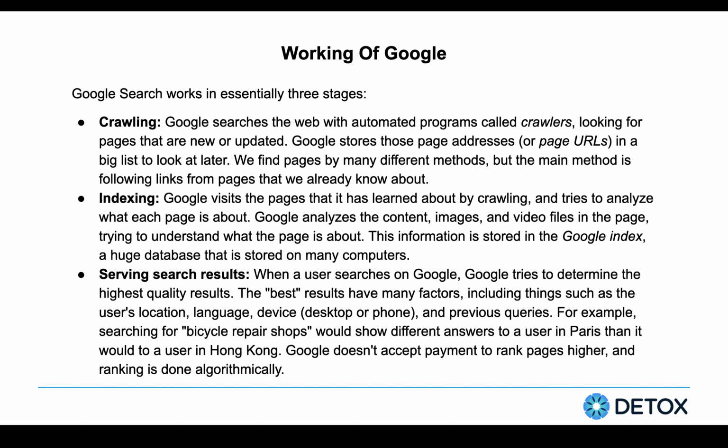And the third stage is serving search results. When a user searches on Google, Google tries to determine the highest quality results. The best results depend on many factors, including things such as the user's location, language, device, either a phone or a smartphone or a desktop or a laptop, and certain previous queries. For example, searching for bicycle repair shop would show different answers to a user in Paris than it would to a user in Hong Kong.